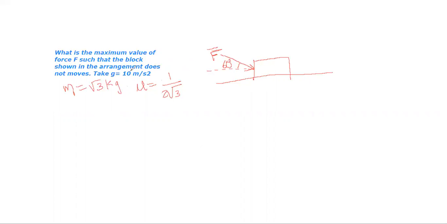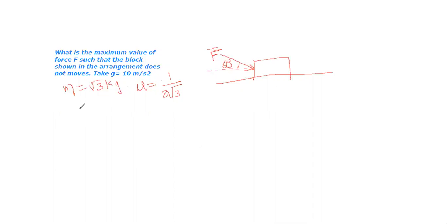So here we have the information: the mass of the block is square root of 3 kilogram, and the coefficient of friction between the block and the surface of the table is mu equal to 1 by 2 square root of 3. So here we need to find the maximum force that we can apply so that the block is still staying there, that is without moving the block.